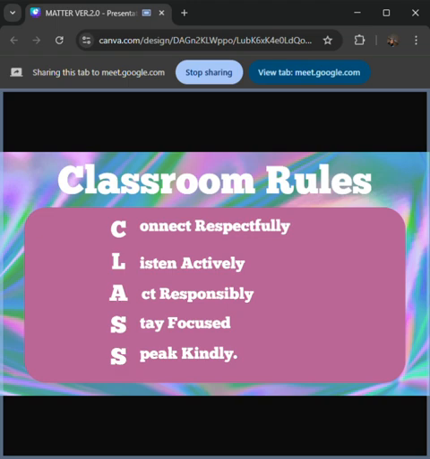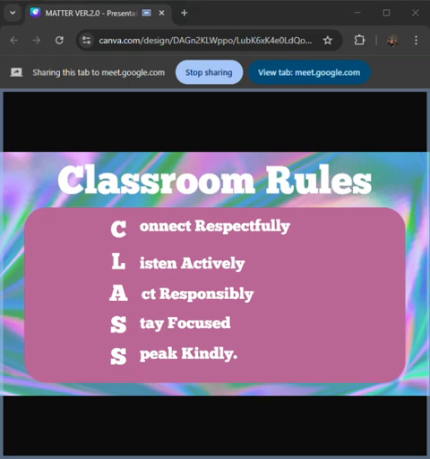Next up, we have S for stay focused. We all know that there can be a lot of interesting things our eyes are vying for attention, but let us know that we're in a class and let's try our very best to engage with the task at hand. And last, certainly not the least, we have S for speak kindly. Our words have power, so we want to build each other up and create a positive classroom atmosphere. Now, does everyone agree with me with these classroom rules?